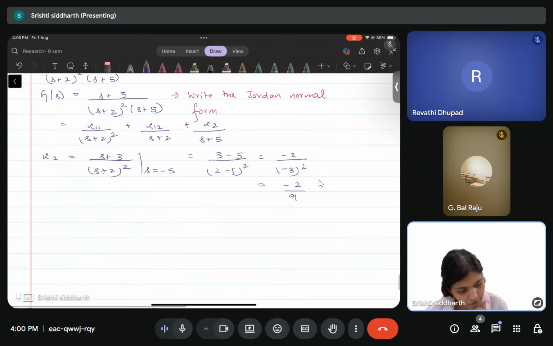Okay, then we can also find c11 of this, which is (s plus 3) over (s plus 5) at s equals minus 1. Right? So this is simply 3 minus 1, 2 over 5 minus 1. So this is half.